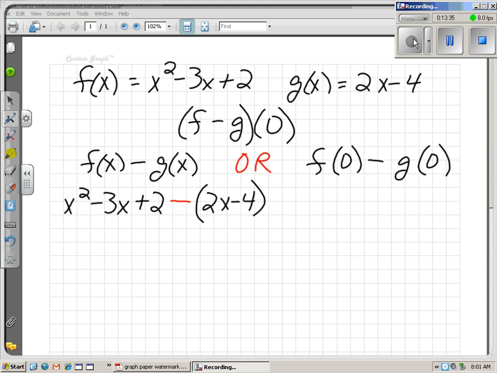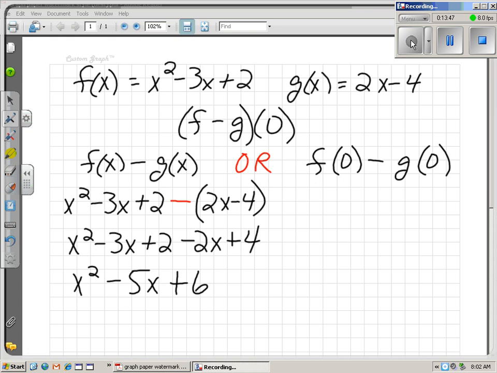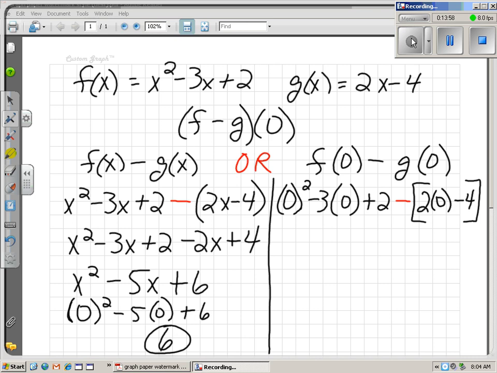So we have f of x minus g of x. Remember to put parentheses around the g of x because you're subtracting the whole function, which makes it minus 2x plus 4 on the end, which becomes x squared minus 5x plus 6. And then we plug our 0 in for x and work it out and get an answer of 6. Now let's try it by plugging 0 in at the beginning. So our substitution would look like this. Remember the parentheses around the g function. You want to make sure you subtract everything in, which simplifies to this, and add your 2 and 4 and you get 6. So either way will give you the right answer. You can do all the x's and plug your 0 in at the end, or you can plug your 0 in at the beginning and work it all out. You'll get the same answer either way.